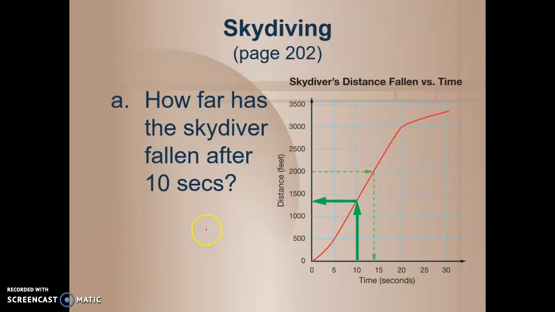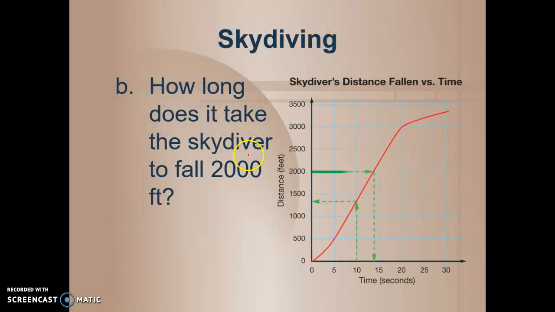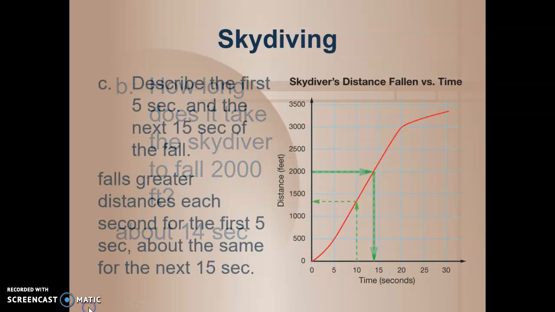How far has the skydiver fallen after 10 seconds? Well, on our graph, if we go along the 10 seconds on the bottom and go up to where we meet the actual function, we can see the skydiver has fallen slightly less than 1,500 feet, maybe closer to 1,300 feet. We can also see how long it takes the skydiver to fall 2,000 feet. And if we go 2,000 feet over to our graph here, and then when we hit that point, go straight down, we see it takes the skydiver almost 15 seconds, so maybe close to 13 or 14 seconds. It looks like there's a little hash mark there. I can't see it very well, but I think that's 14 seconds.